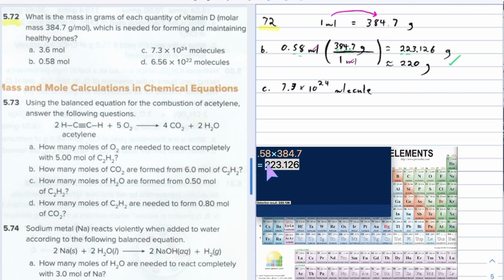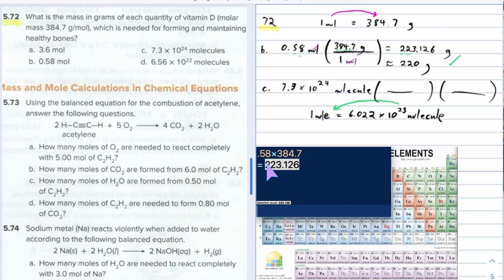So how do you go from molecules to moles? Well, as always, 1 mole of a substance is the same thing as Avogadro's number of particles. And the particles this time are the molecules. So we can go from molecules to moles, and then from moles to grams. This will be a 2-step conversion.